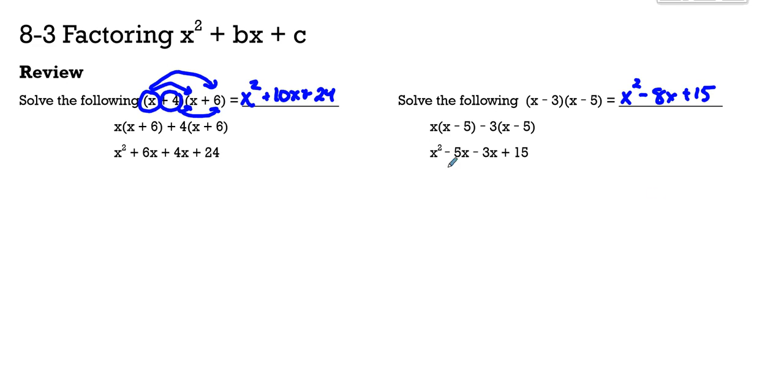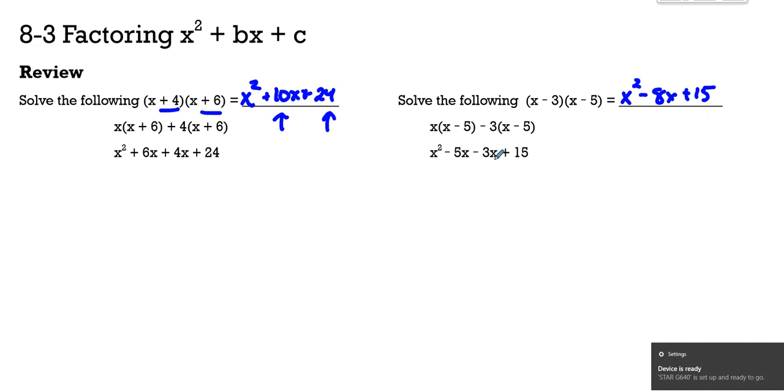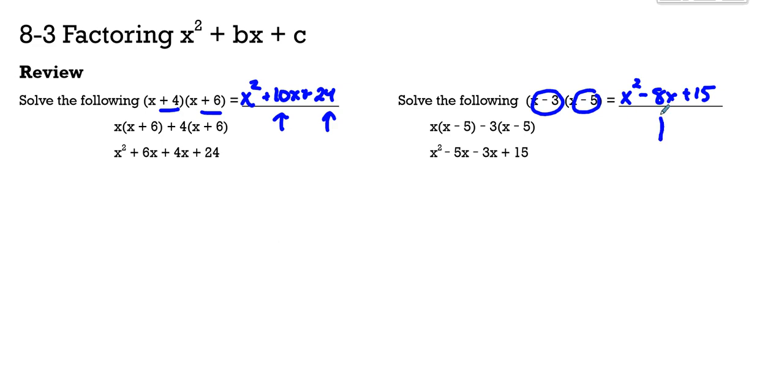Now, what I want you to notice here is when we looked at these binomials, in this first one, we had a +4 and a +6. And then look what we wound up with. We wound up with something with a +10 and a +24. Right? Well, that's interesting. And then when we multiplied -3 and -5, we wound up with a -8 and a +15.